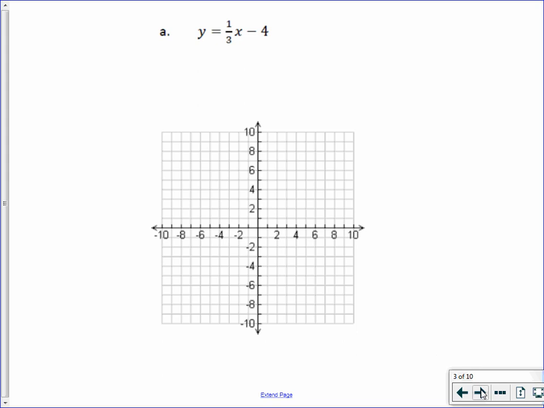So here, A of our graph, we first need to look and see, is y isolated? And in this problem, it is. So now I'm going to identify my slope and my y-intercept. In order to graph this, you're going to start by graphing your y-intercept. So your y-intercept, you go on your y-axis to negative 4. This is a positive slope, so we know our line needs to be going up and to the right once we apply the slope.